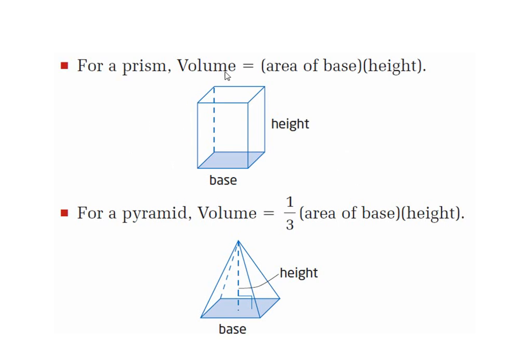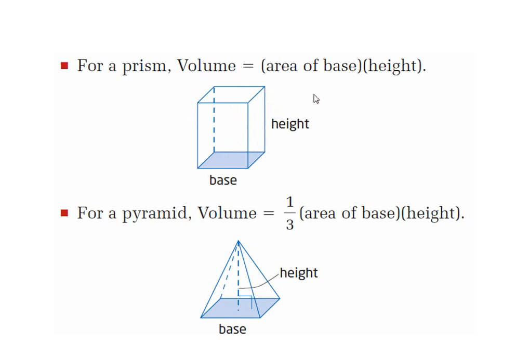Okay, so volume. The volume of a prism. The volume of a prism is equal to the area of the base times the height. So this is the base and this is the height. So the area of this base times this height is the volume of this prism. This is the definition of volume.